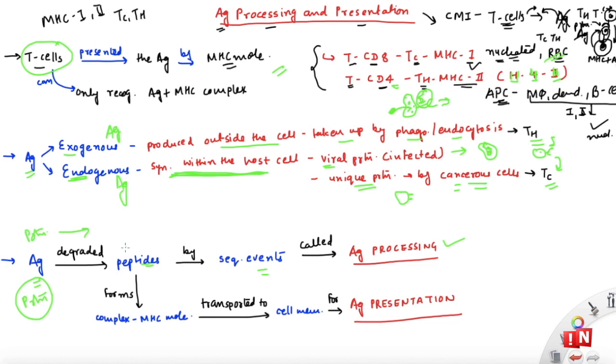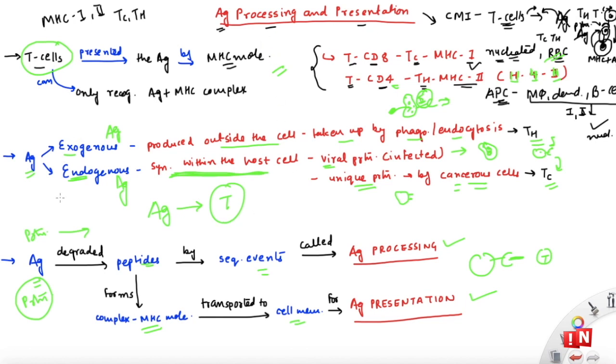And once this peptide is made, what are we going to do with that? We need to present it to T cells, and that happens with MHC molecule. So peptides that are produced will form a complex with MHC molecule and will be transported to the cell membrane because it needs to present it to T cell. So that presentation to T cell is called antigen presentation. That is why it is antigen processing and presentation. This whole thing of antigen degradation and presenting it to T cell requires antigen processing and presentation.